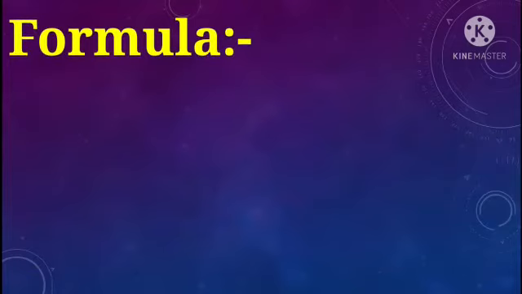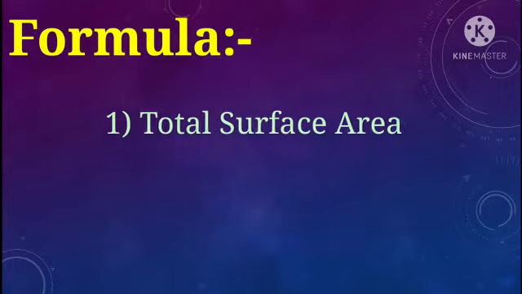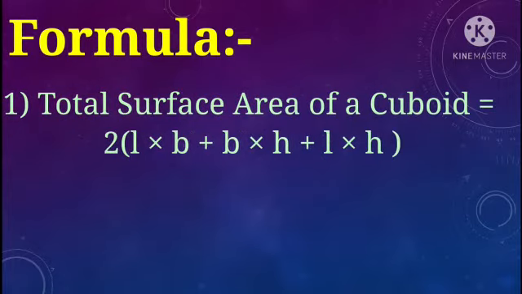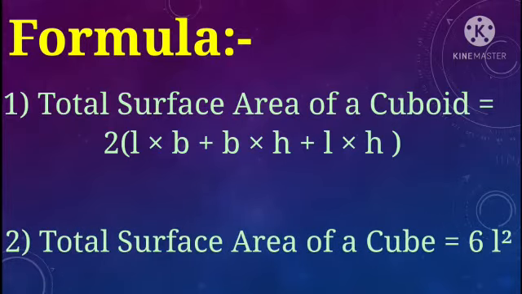So students, let us recall some formulas of measurement we studied in our lower class. Total surface area of a cuboid is equal to 2 into bracket L into B plus B into H plus L into H. Second, total surface area of a cube is equal to 6L square.